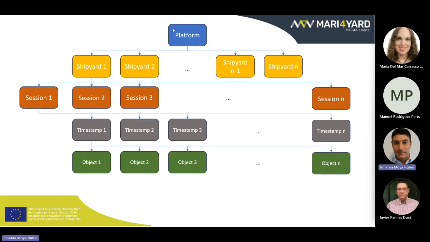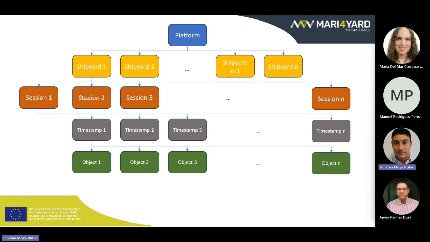Okay. So there will be a platform that can have different shipyards on it. Each shipyard is a different point cloud. We will have to make some flights to have them all. And inside the shipyard, there will be sessions that we have already explained, that these sessions are like files.